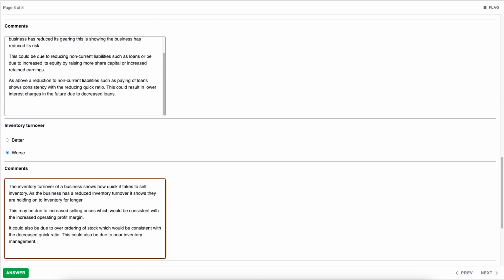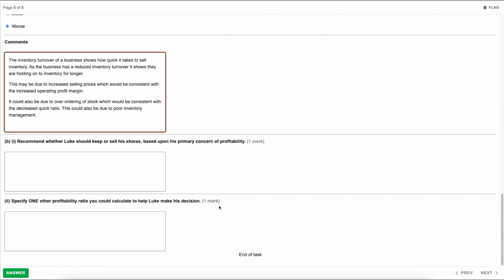Okay, so we've explained what the ratio is. We've said this may be due to increased selling prices, which would be consistent with the increased operating profit margin. And we've said that it could also be due to over-ordering of stock, which would be consistent with the decreased quick ratio. So both of these are reasons why, and we've managed to tie them back within the same point to two of the other ratios. So I don't think there's anything more to add to that because we've managed to actually integrate our points more succinctly in this particular example. Okay, brilliant. So let's move down.